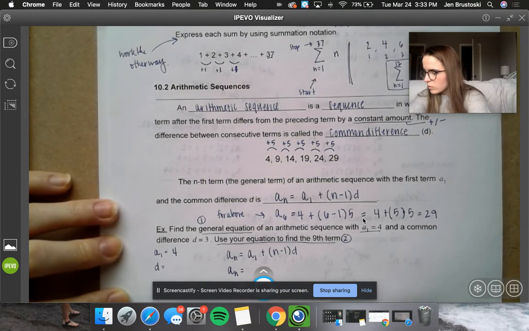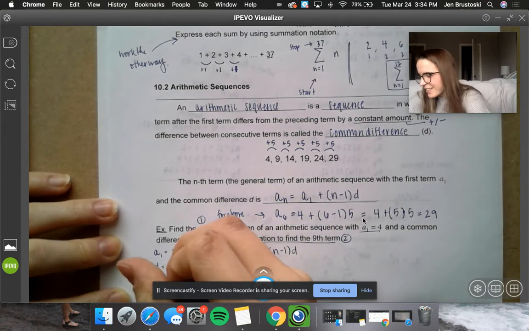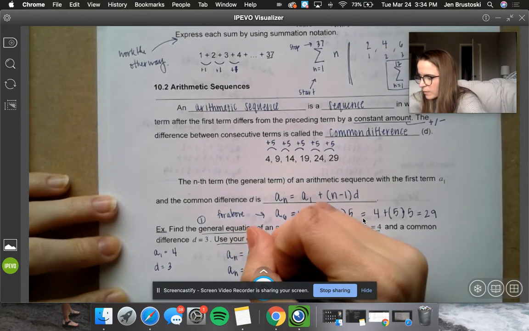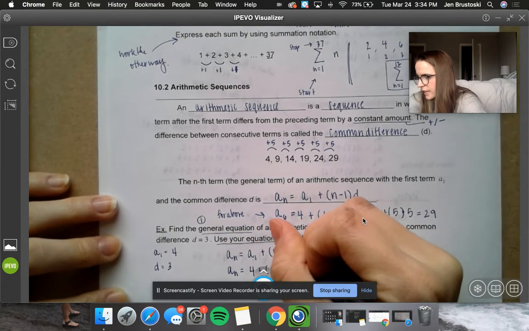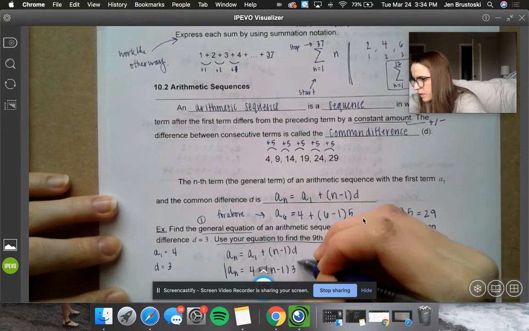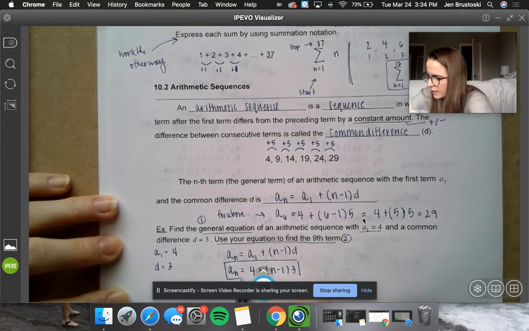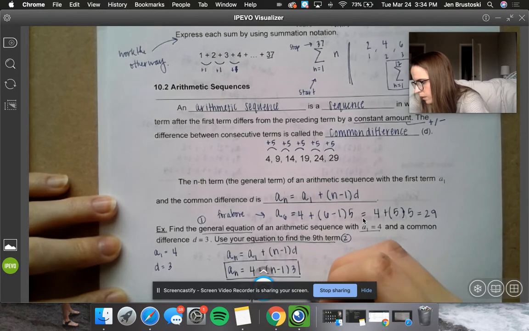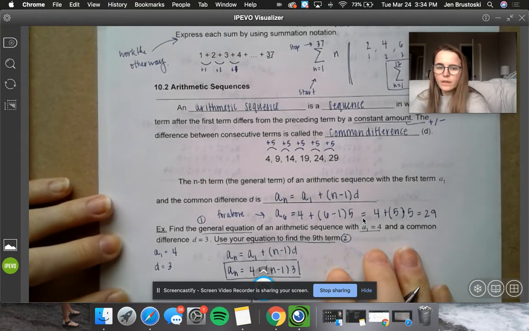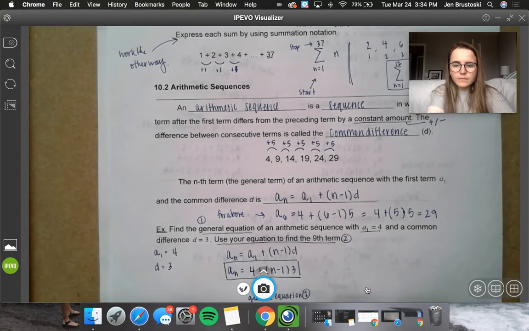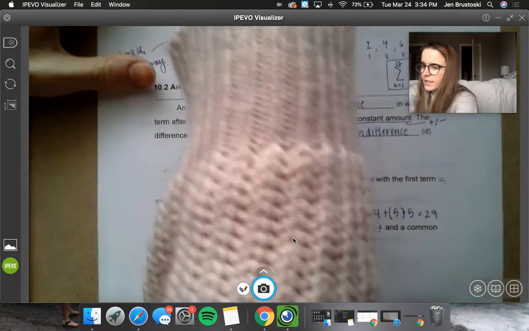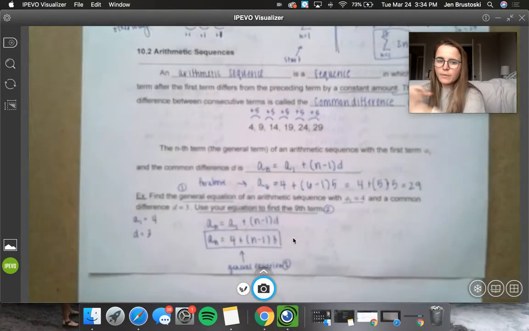So, it gives it to us here. I was thinking of a different problem. Yeah, so for this one, it gives us what d is. So then we just plug that in. So we have a sub n equals 4 plus n minus 1 times 3. So this right here is our general equation. So we answered part 1. Can you see that? Probably not. Let's see here. There we go.